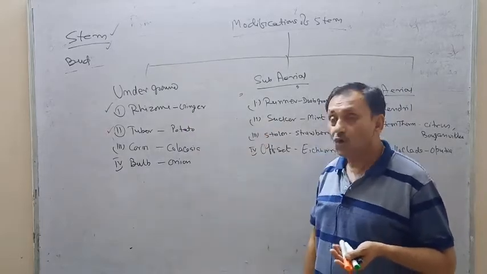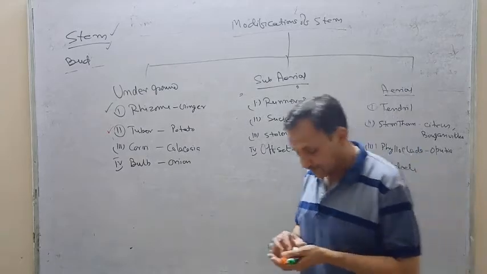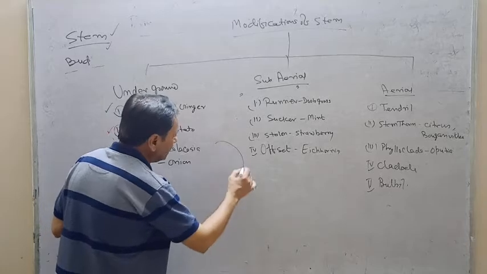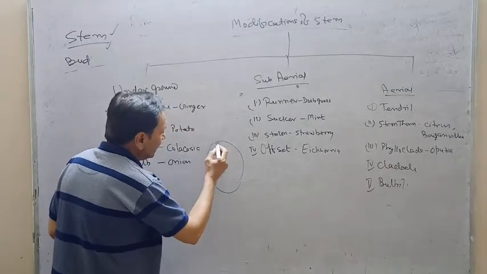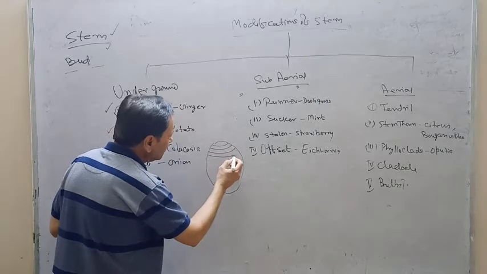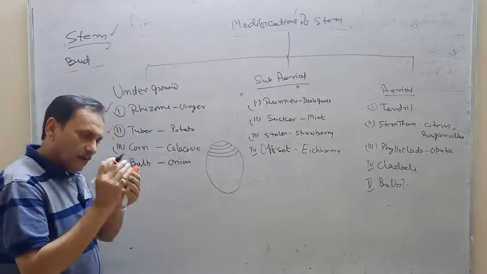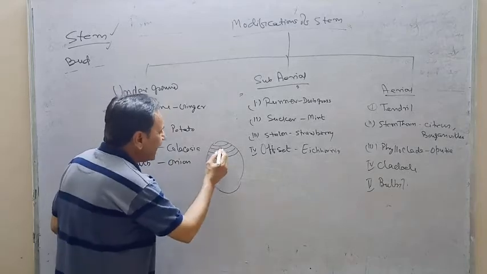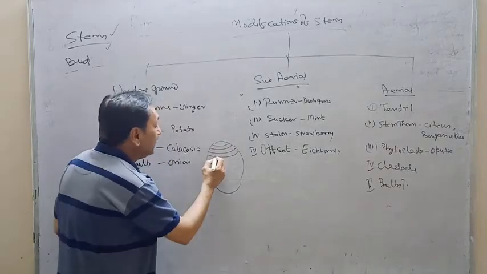In the case of corm, it has been observed that the stem becomes very compact, with very closely situated nodes and internodes, and each and every node has a bud.